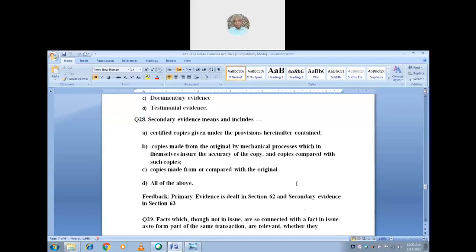So then the feedback is that primary evidence is dealt with in Section 62 and secondary evidence in Section 63 of the Evidence Act. Then what is meant by primary evidence? This is not there on the screen. Yes. If you happen to see Section 62, then you will know which come under primary evidence: the original records. Even a man himself, an eyewitness who comes to the court and gives evidence, can you say that is primary evidence or secondary evidence?